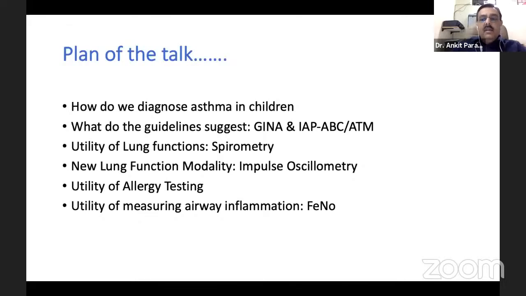Now, we all know that all pediatricians do manage asthma and we have been doing it for the past many years. And usually it is a clinical diagnosis. Now, what we are trying to look at is, is the clinical judgment enough, or do we need to bring about a change in the way we are managing our asthma children? Or better said, for a small subset of patients, do you need to investigate them further? What investigation and when? So that is the agenda for this webinar.